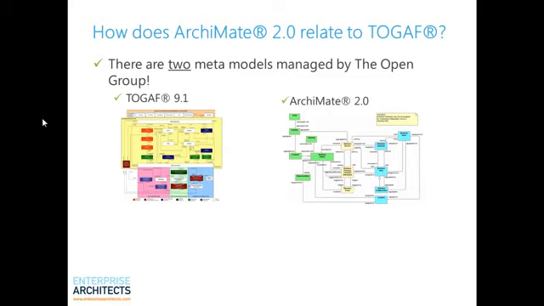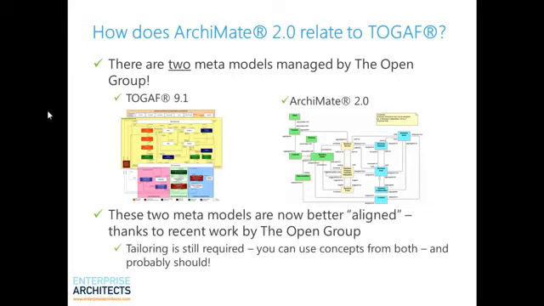So now we've got two content meta models. With Archimate 1.0, the previous version of Archimate, it was difficult to see how they mapped together, how they aligned, but with recent work by the Open Group and the definition of the Archimate 2.0 specification, it's a lot clearer how these two content meta models align. Now, however, some tailoring is still required. You can use concepts from both content meta models, and you probably should.